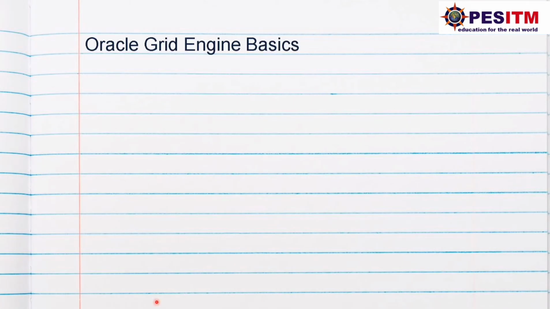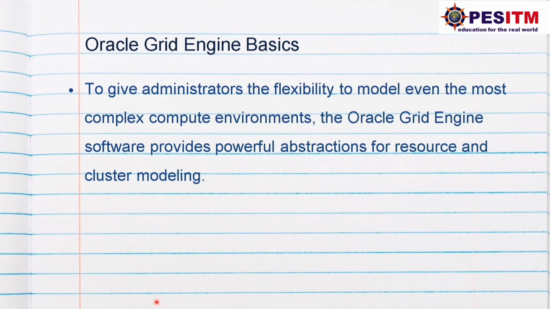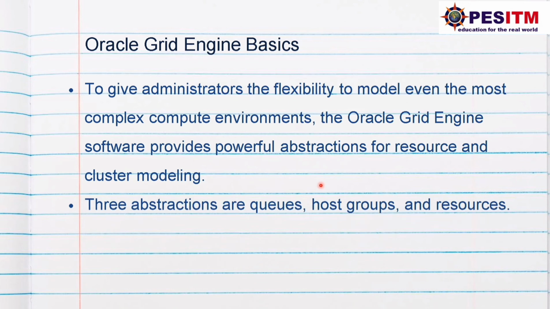Next is Oracle Grid Engine basics. To give administrators the flexibility to model even the most complex compute environments, the Oracle Grid Engine software provides powerful abstractions for resource and cluster modeling. Three abstractions are queues, host groups, and resources.